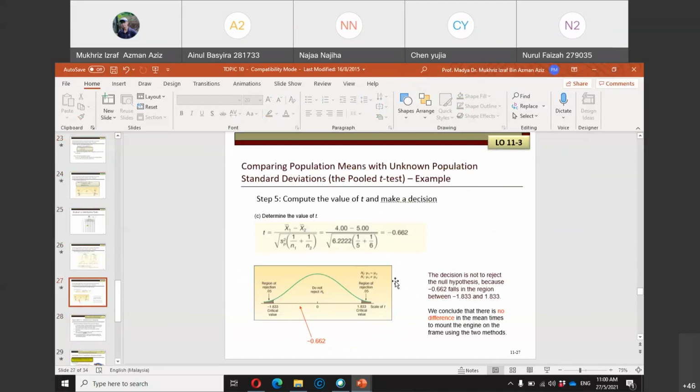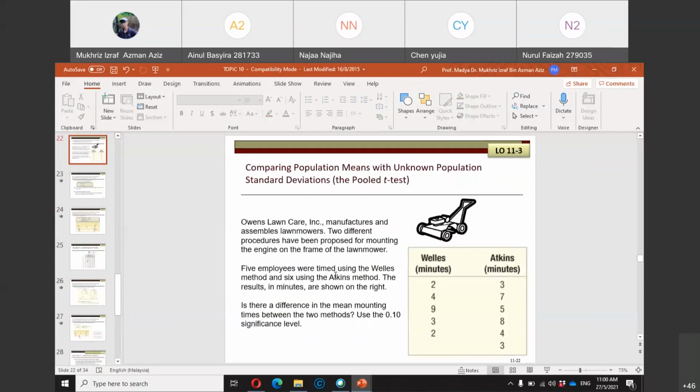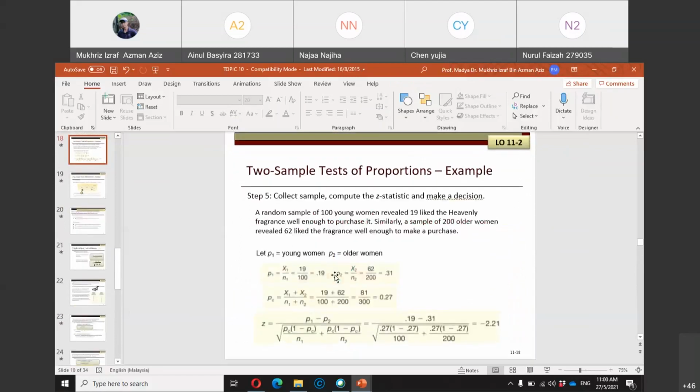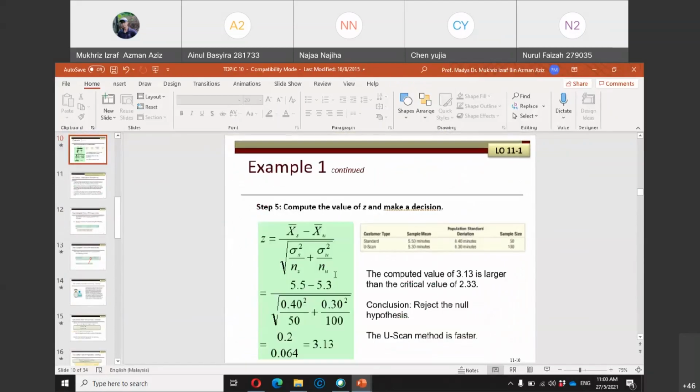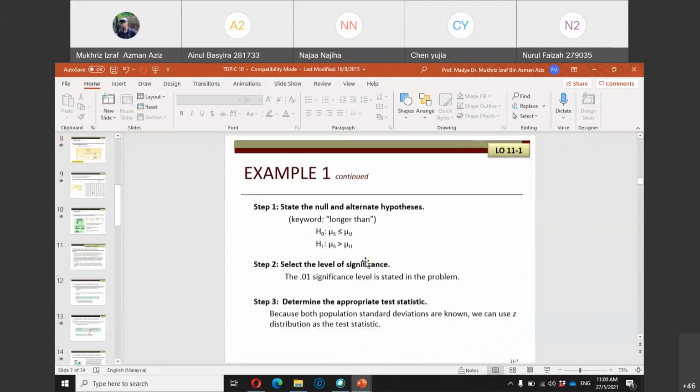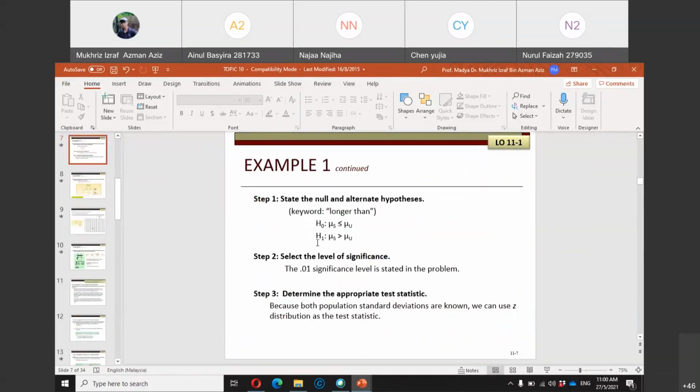So what we have covered today: first we discussed the Z test, when sigma is given. Under sigma is given, we are just using this simple formula. Whether you are using the Z or T test, the main thing is how you construct your H1. So in the first example under Z, the keyword here is longer, so we use the sign bigger than, the right side, I mean longer or bigger than.